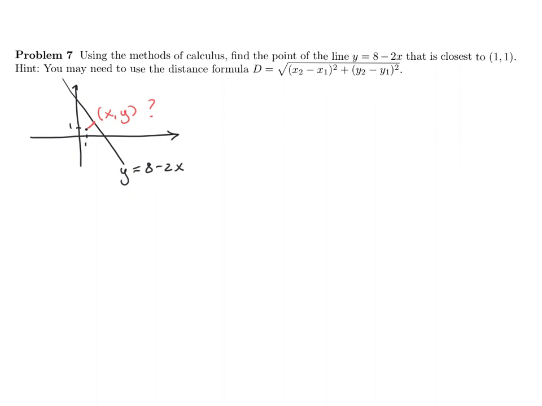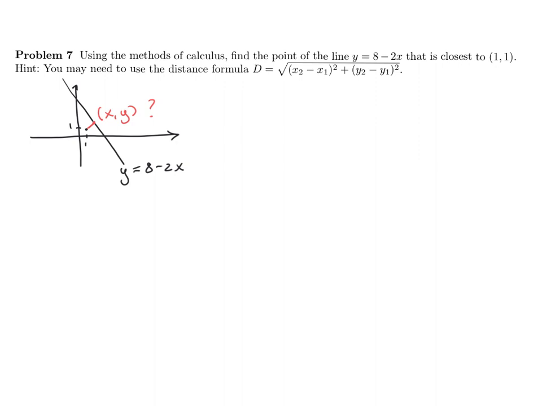What we can do is use the distance formula to get an equation between any point and the point (1, 1), and then take the derivative of this and set it equal to 0 to find the actual closest point. To apply this formula, we need two different points. One I'll call (x, y), and the other I'll call (1, 1).